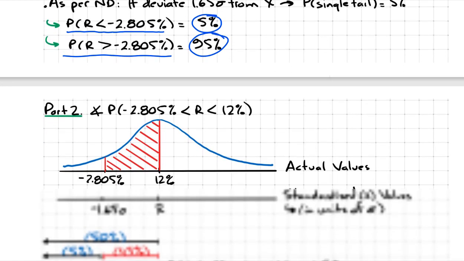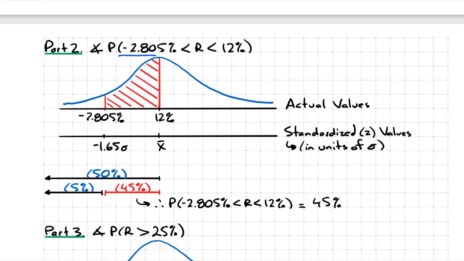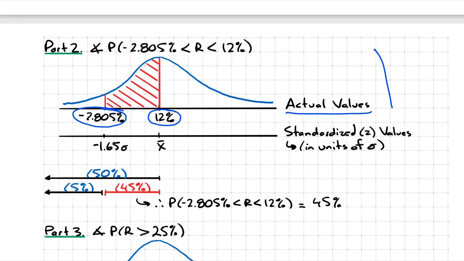So now let's go to part 2. In part 2, they want to know what's the probability that the return will fall between this range, i.e. minus 2.805 and 12%. So notice my approach is always the same. First, I identify the framework that I need in order to solve this question. And clearly, I'm going to use the normal distribution framework. So there it is. The first thing I want to do is plot the actual values. So I know this is the mean. And the critical point here is minus 2.805%. Done. What's the next thing?